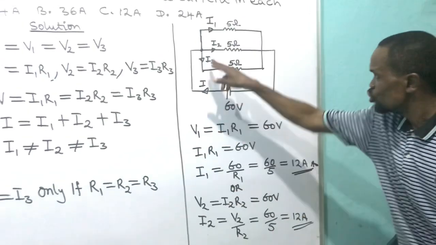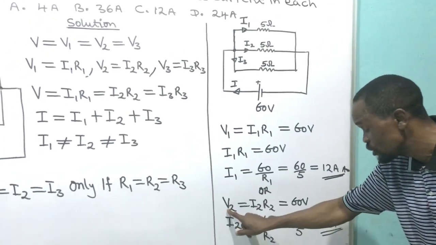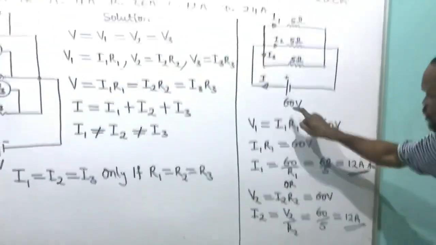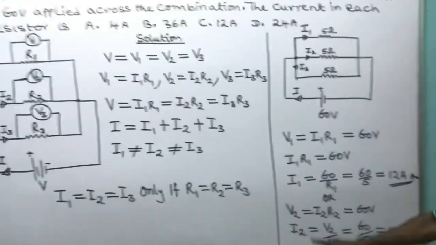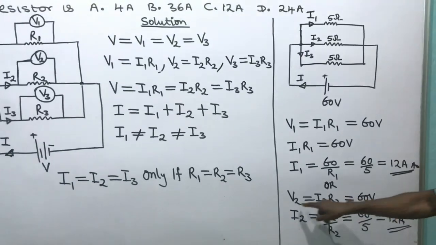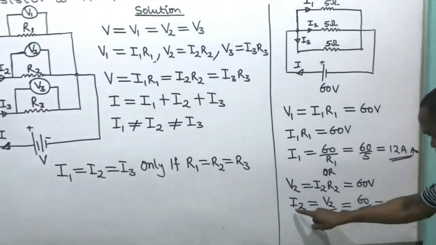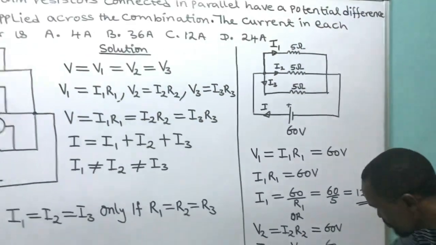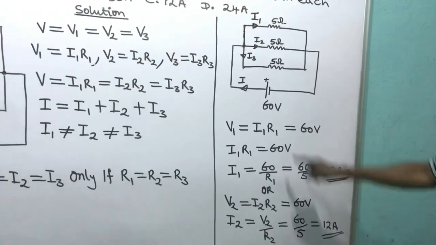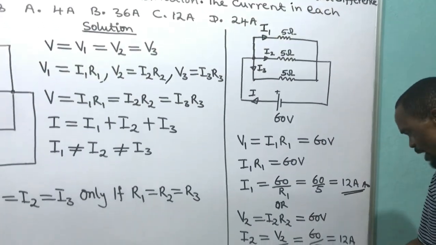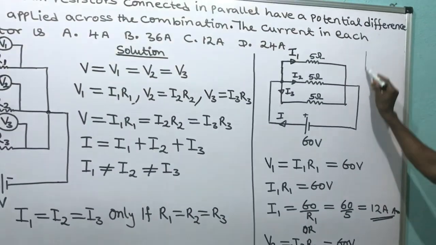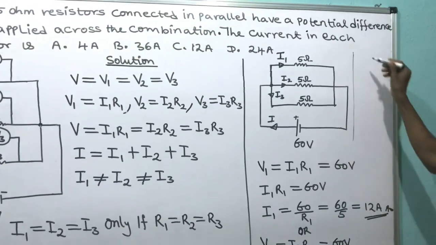Or somebody may choose this one. V2, which is voltmeter 2, reads current 2 times R2, and it gives me the same 60 volts. Making current 2 the subject of the formula, I will divide both sides by R2, so R2 cancels itself, giving current 2. Then V2 is divided by R2, and V2 is the same 60 volts. 60 volts divided by 5 ohms will give me 12. Again, choosing this other one, it will still give you the same thing.